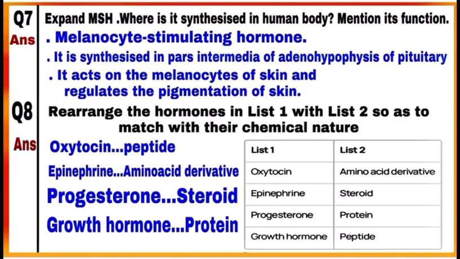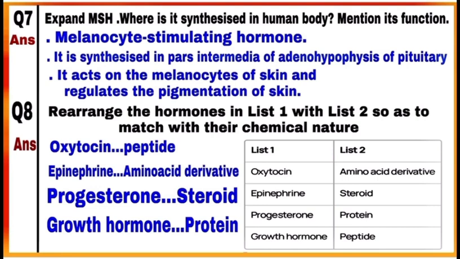Question number 7. Expand MSH. Where is it synthesized in human body and mention its function? MSH is melanocyte stimulating hormone. It is synthesized in pars intermedia of adenohypophysis of pituitary. Adenohypophysis is anterior pituitary. Now see its role. It acts on melanocytes of skin and regulates the pigmentation of skin. Mainly यह स्किन के कलर को कंट्रोल करता है.